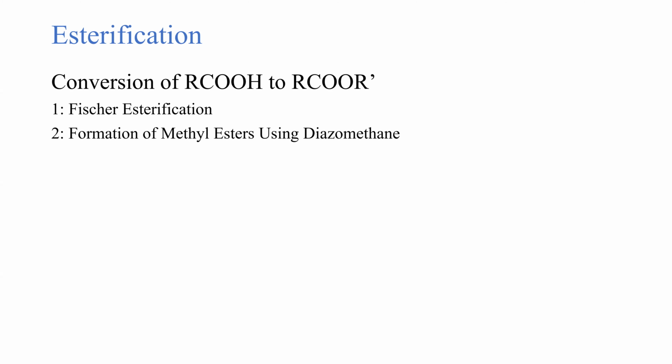Now there are two main methods for the synthesis of esters, or the conversion of acids into esters. The first one is the Fischer esterification, and this is the most common and very efficient, and the easiest way to synthesize esters. In most of our lab synthesis and research synthesis, whenever we are interested in ester preparation, we go for the Fischer esterification.